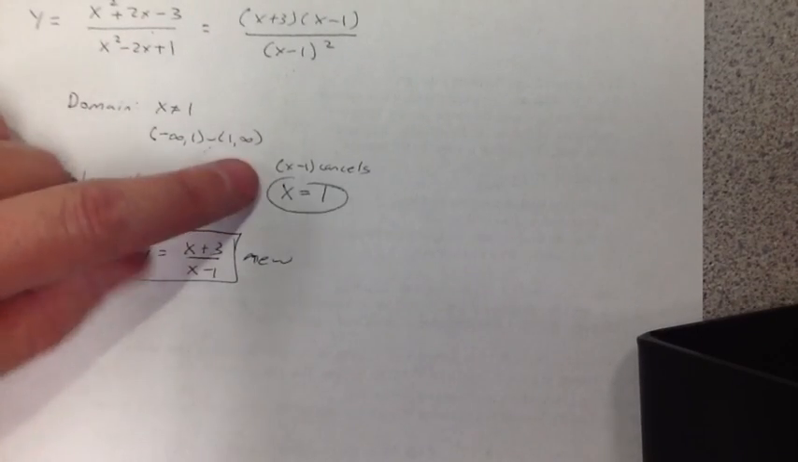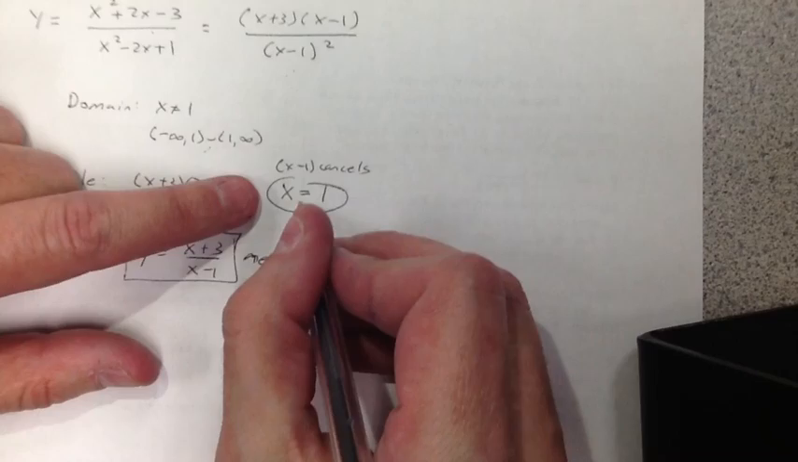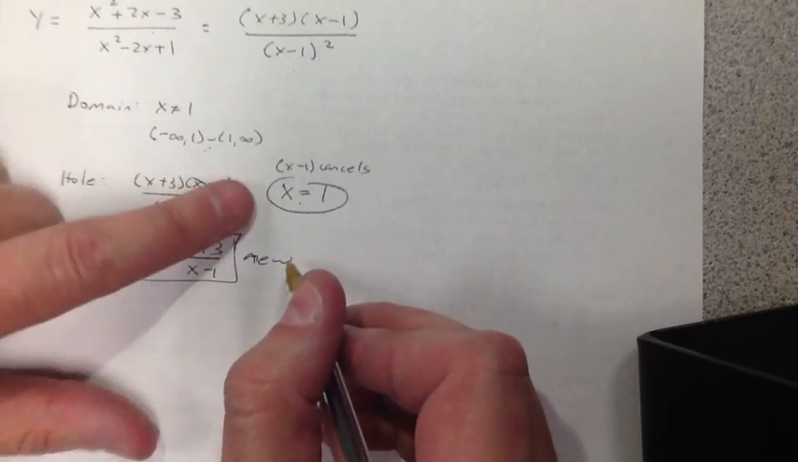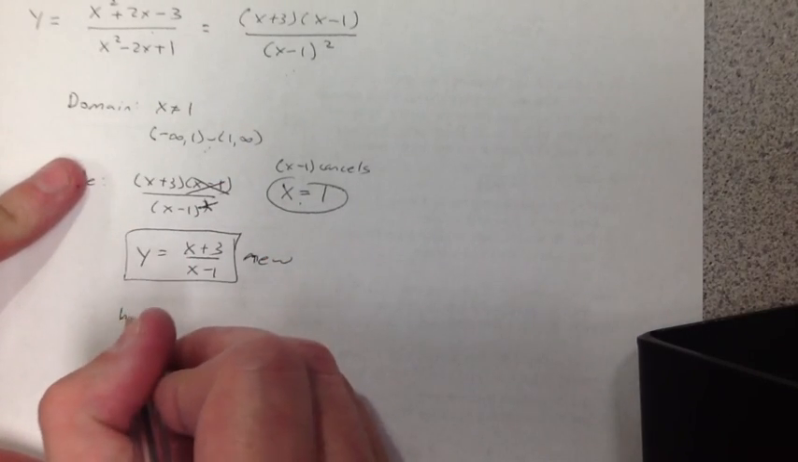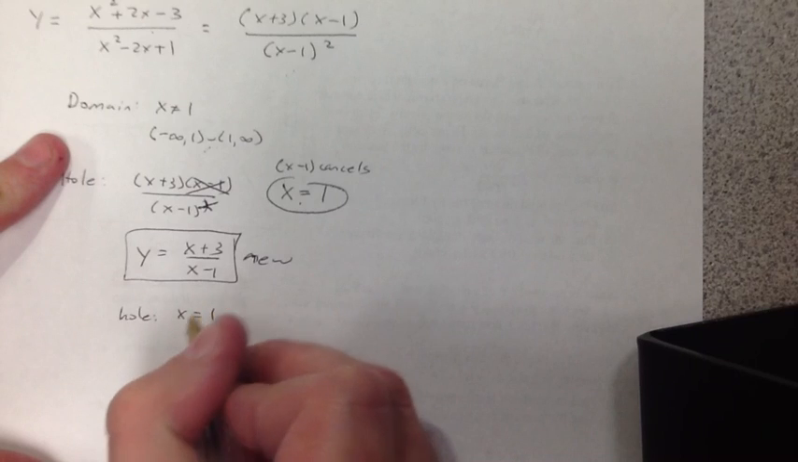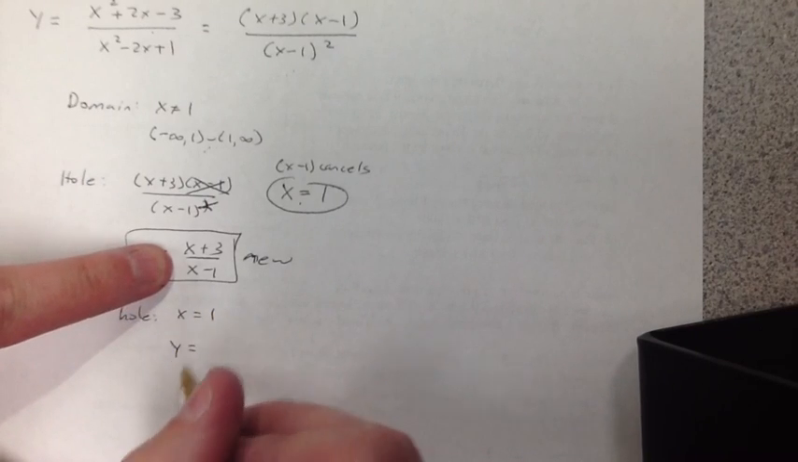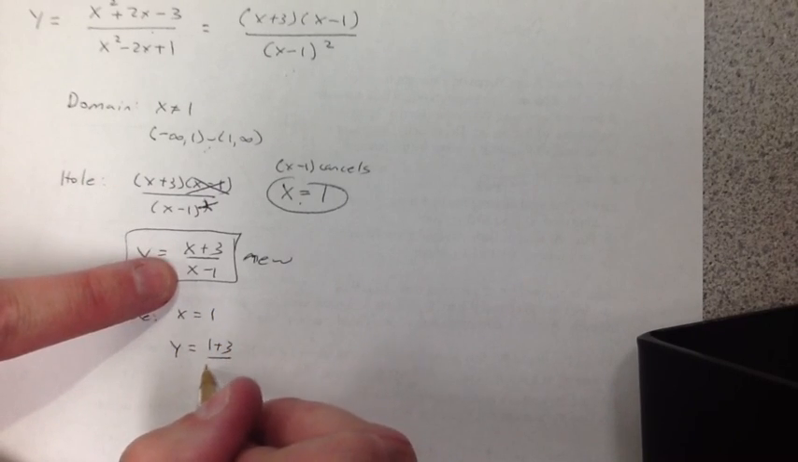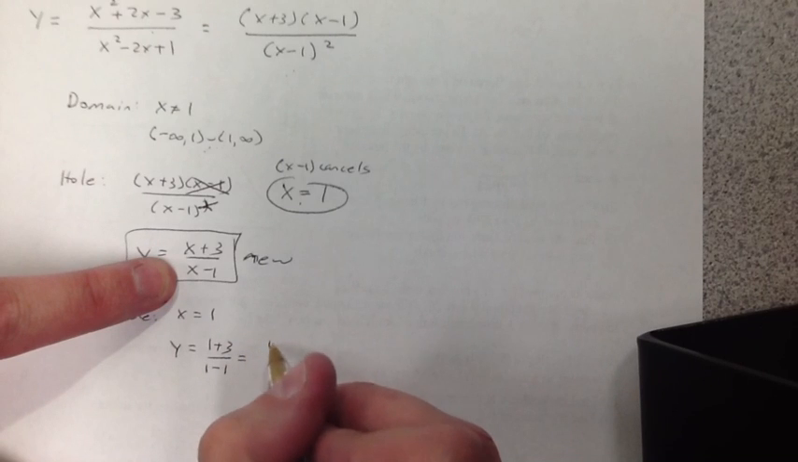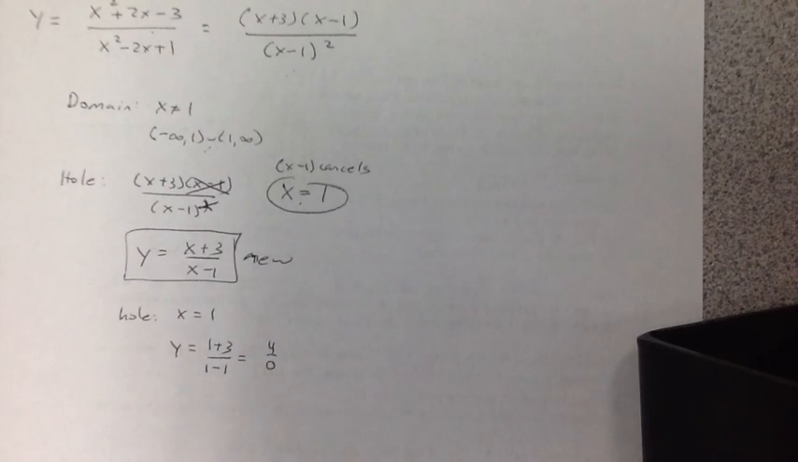So, to find the hole, here's what you do. If x equals 1, we have to find the point. So, to get the hole, x equals 1. To get y, we're going to plug it in. 1 plus 3 over 1 minus 1. And I get 4 over 0, which is kind of interesting for us. So I'm going to go back and fix this one.